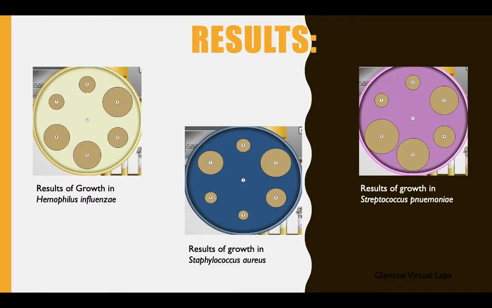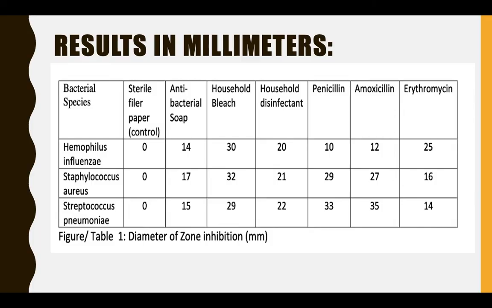Fast forwarding to our 24 hours, our cultures show obvious signs of growth, and we can see the zones of inhibition surrounding our antimicrobials, and these cultures have been observed and are measured in millimeters. So I just want you guys to notice this tan portion here in each one of these petri dishes. That is the zone of inhibition. And the one in the middle, that is our control, our sterile paper disc, so of course it has no zone of inhibition. So our measurements are recorded here.